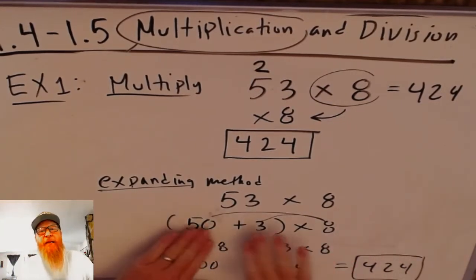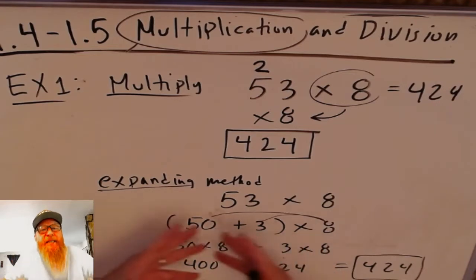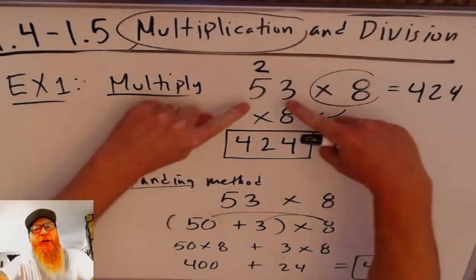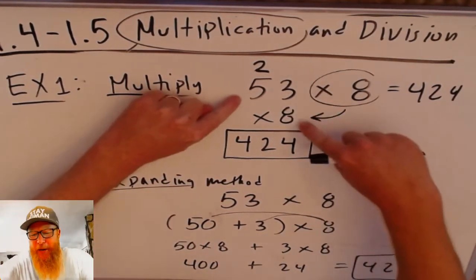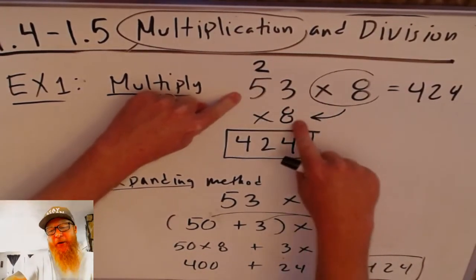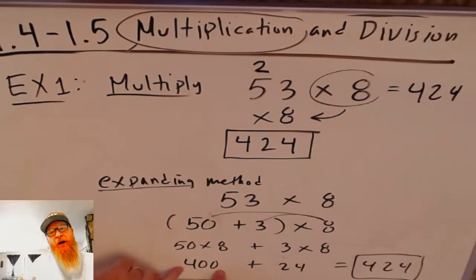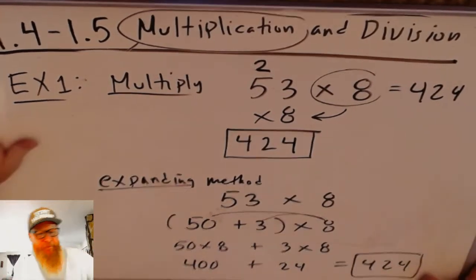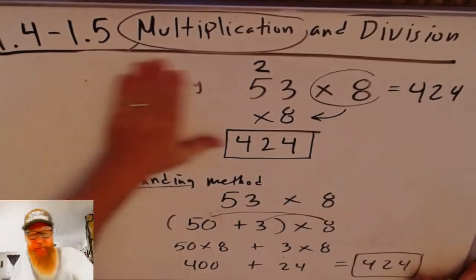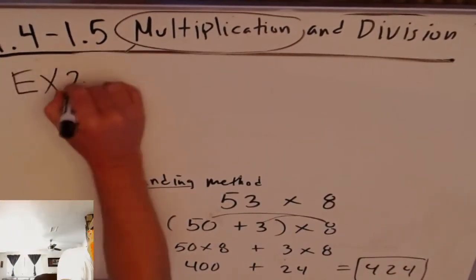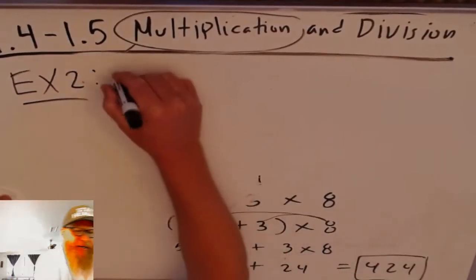So the expanding method is using the expanded form of what 53 actually means. It means 50 plus 3. That's essentially what you're doing when you multiply here, right? 8 times 3 is 24. There's the 24. And then 8 times 5 is 400. And then you're adding those together. Either way, it's fine. Don't use your calculator or your phone. And again, it's a trust exercise.